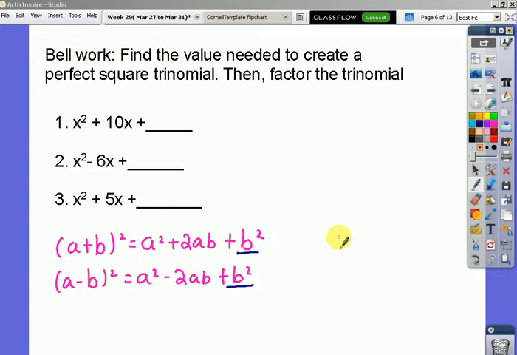Okay, so as I mentioned already, we are going to be looking at perfect square trinomials today. So that's why we did all the exercises we did the previous day. If you were not here, make sure to get that worksheet from me. That is part of your table of contents.